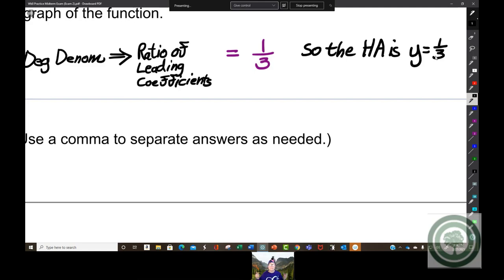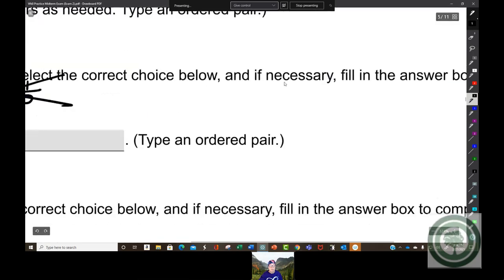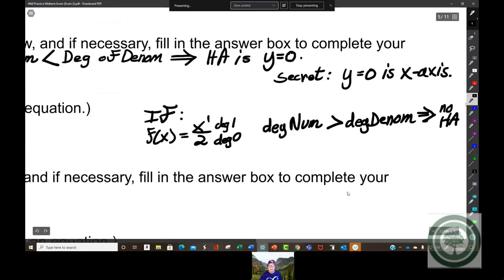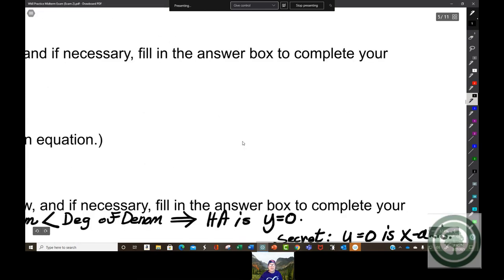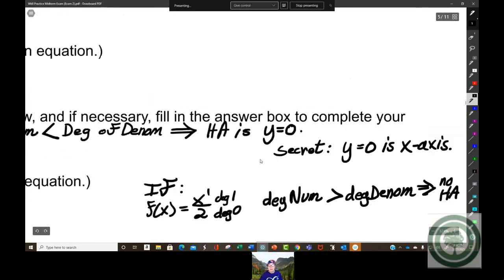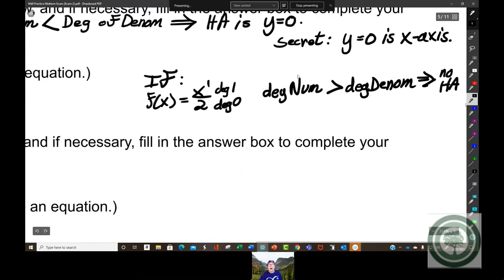That's the third rule, or no. I kind of have them, you know, it's whatever book you first learned it out of. So in my head forever, this will always be the first rule. This will always be the second rule. And this will always be the third rule, about when you don't have a HA. When the degree of the numerator... but you don't have to know that. They're just three different rules.